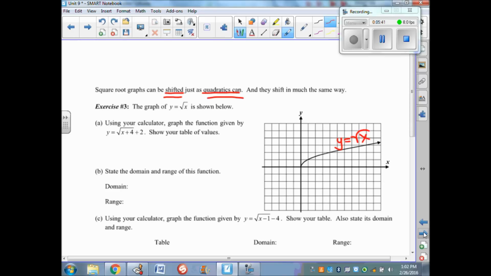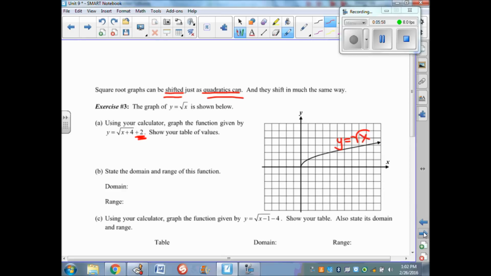It says use your calculator, graph the function given by this. Now be real careful when you enter this into your calculator. Notice that the 2 is outside the square root. Okay, that positive 2 is outside the square root, or in other words, it's not underneath the square root like the 4 is.